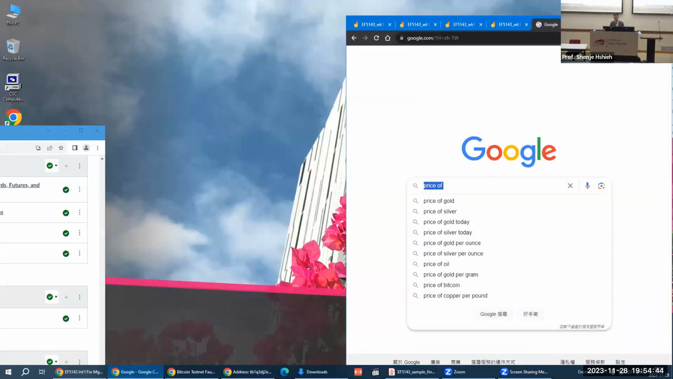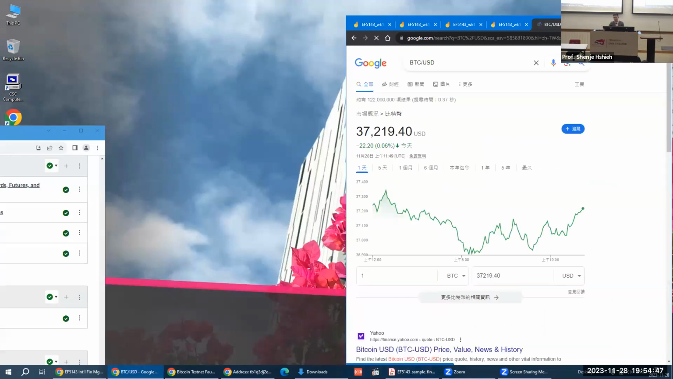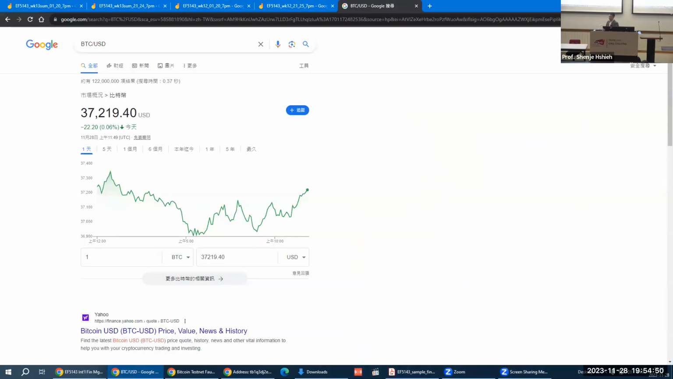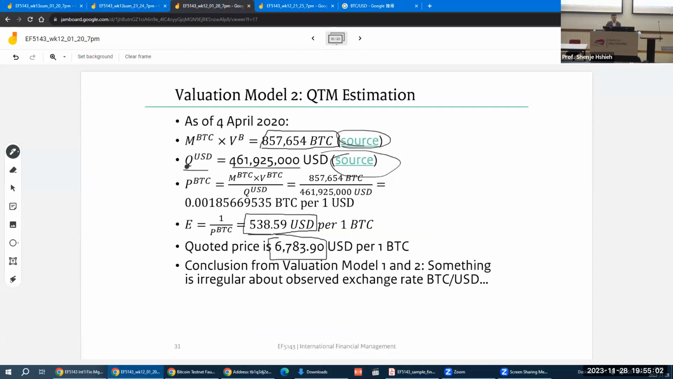Price. I just write BTC USD. Okay, so I'm not sure exactly what happened in the last 3 years, but somehow markets think that's an appropriate number. I don't know. But if you want to apply the quantity theory of money to value Bitcoin, there's a large discrepancy between using the QTM versus what's being quoted. So obviously, I think the market quote doesn't make any sense. So speculation, in other words, highly speculative. So something is irregular about the observed exchange rate, right? That's my takeaway.